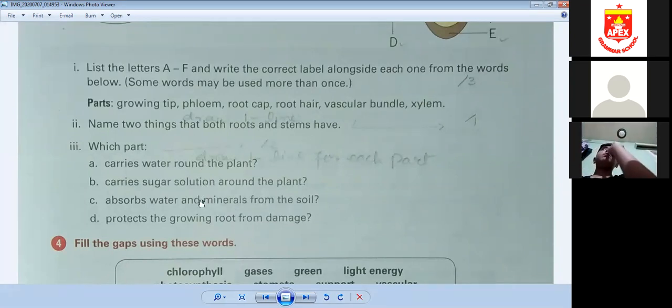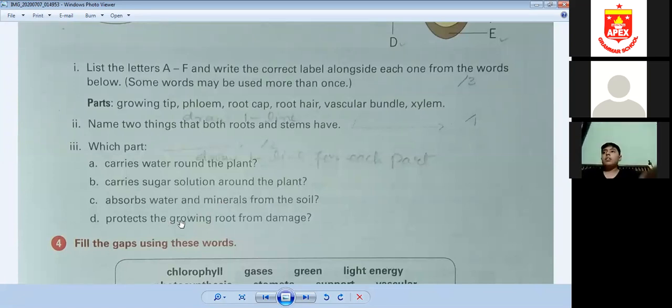Now come to C part. Absorbs water and minerals from the soil. This is very clear to you. Who absorbs water and minerals from the soil? They are root hairs. What is the answer? C part answer is root hair.